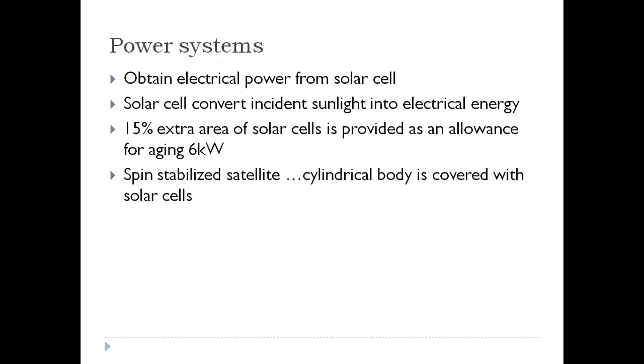Batteries are usually of the nickel hydrogen type, which do not gas when charging, have good reliability and long life, and can be safely discharged to 70% of their capacity. A power conditioning unit controls the charging current and dumps excess current from the solar cells into heaters or load resistors on the cold side of the satellite.